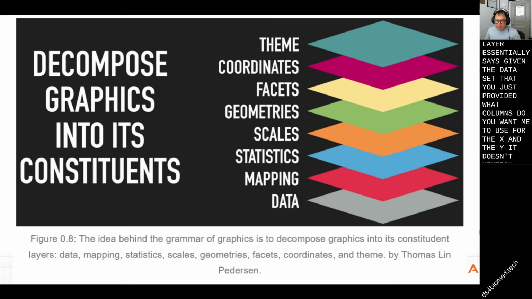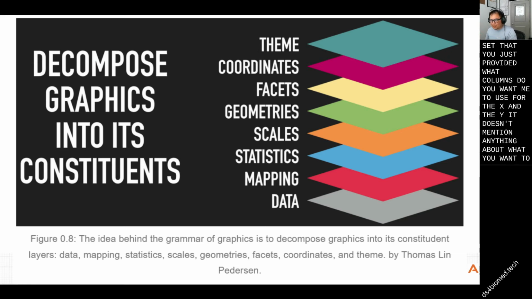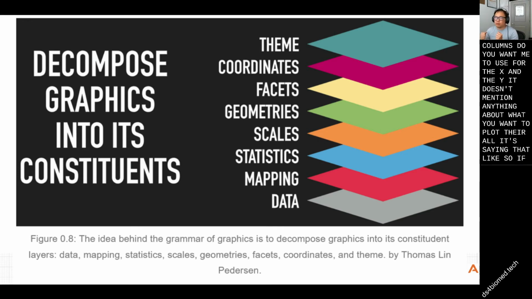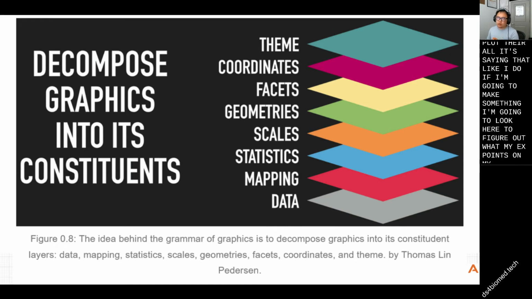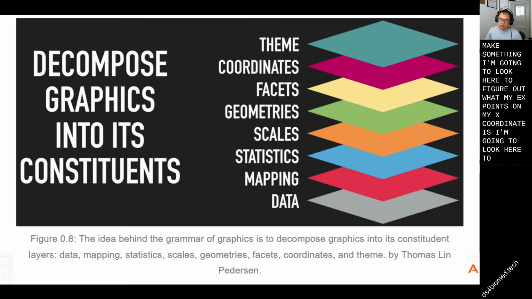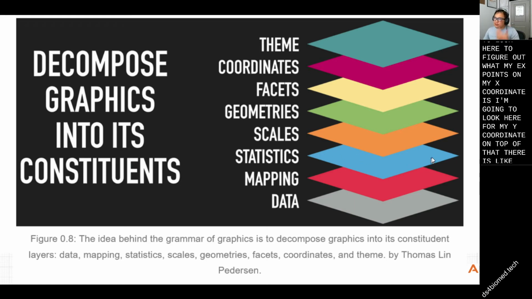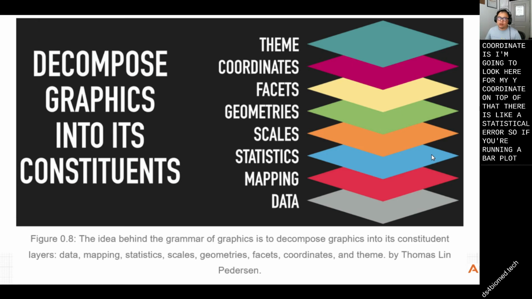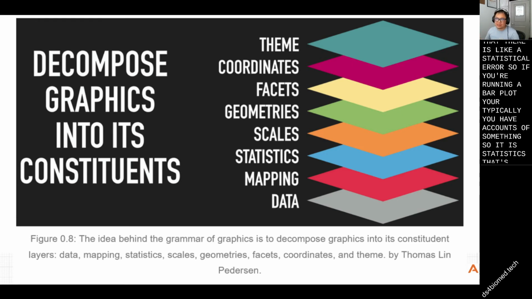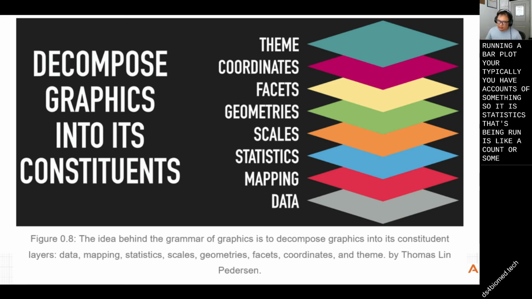It doesn't mention anything about what you want to plot there. All it's saying is that if I'm going to make something, I'm going to look here to figure out what my X coordinate is, and I'm going to look here for my Y coordinate. On top of that, there is a statistics layer. If you're running a bar plot, you typically have counts of something, so the statistics being run is like a count or a sum. Usually you don't need to specify statistics and scales, and you go up into the geometry layer.